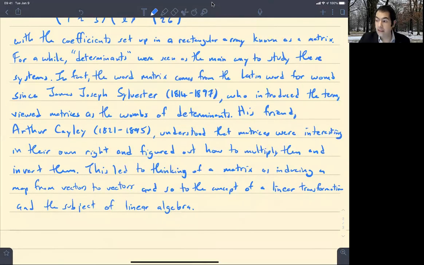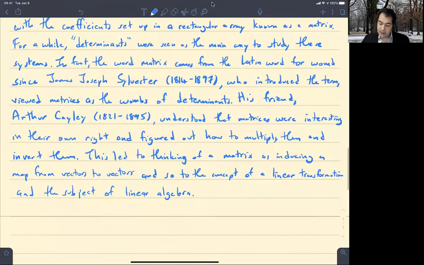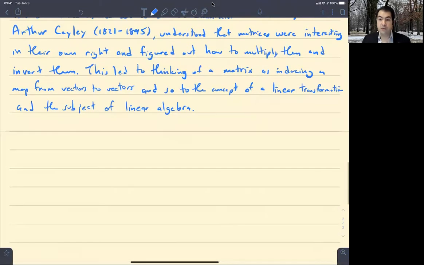We will be studying things like matrices and linear transformations, but the motivating problem is going to be solving systems of linear equations, and it's something we're going to be coming back to with every new concept. It's relating it to solving systems of linear equations.